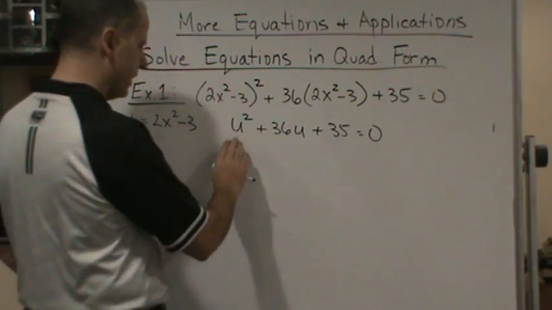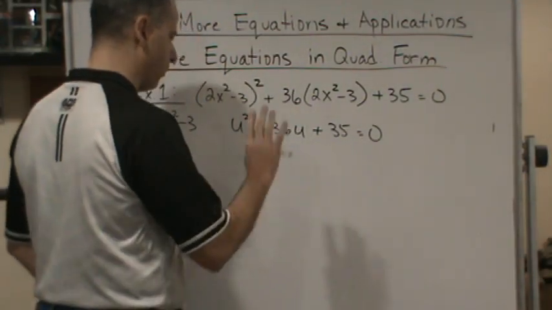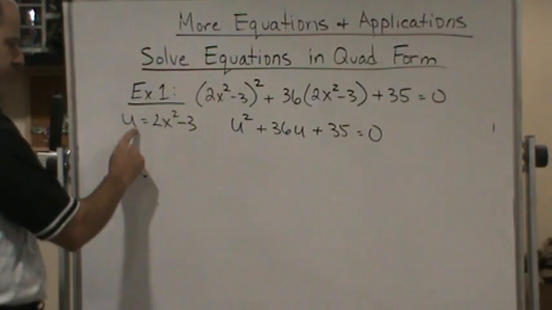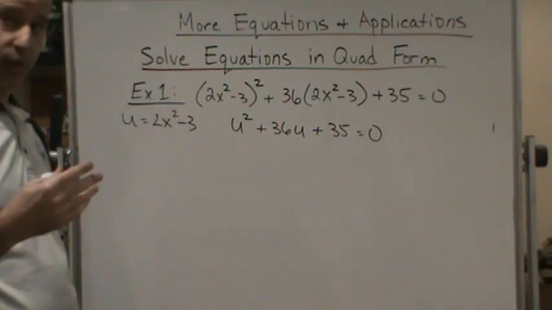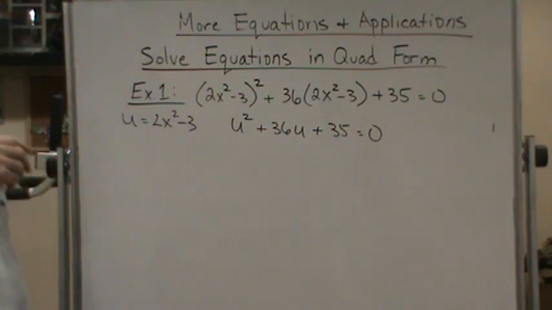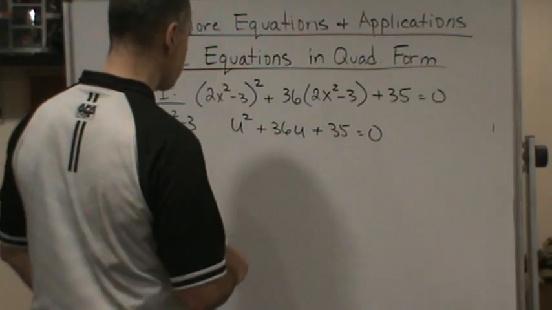So now what we're going to do is solve this equation, and then when we're done solving for u, we'll plug back in for u, so we have everything in x, and then continue and solve to find our real solution, the solution we're really looking for, which is for x, not for u. Okay.